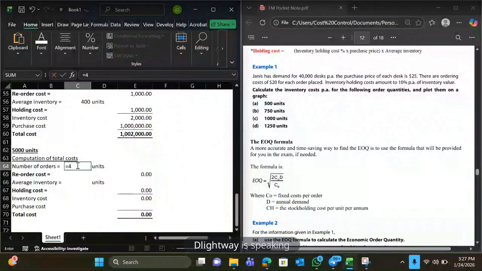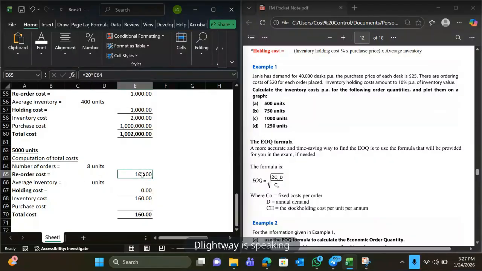40,000. So number of orders is going to be 40,000 divided by our EOQ, 5,000. That's the order quantity, 5,000. So we have 8 orders. Don't forget the ordering cost is basically going to be our number of orders, 8, times the ordering cost per order. That's $20 from the question. So that's how we arrive at $160 here.